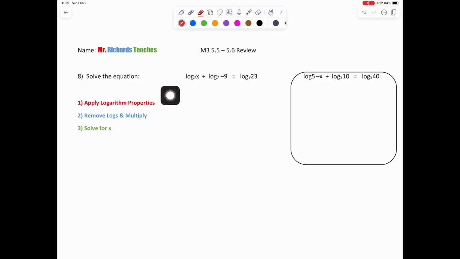Okay, solve the equation. Log base 7 of x plus log base 7 of negative 9 equals log base 7 of 23. Pause the video to write down your practice problem. All right, step 1, apply logarithm properties.